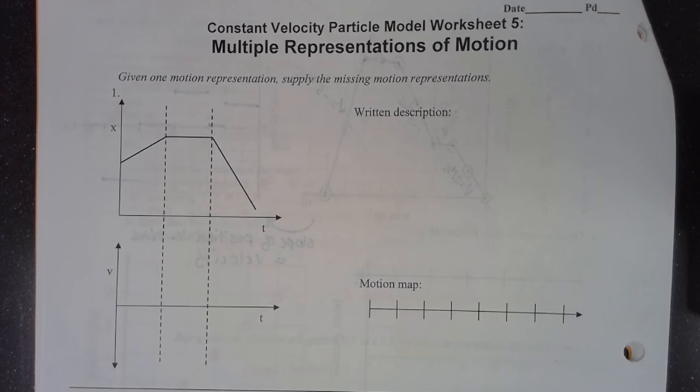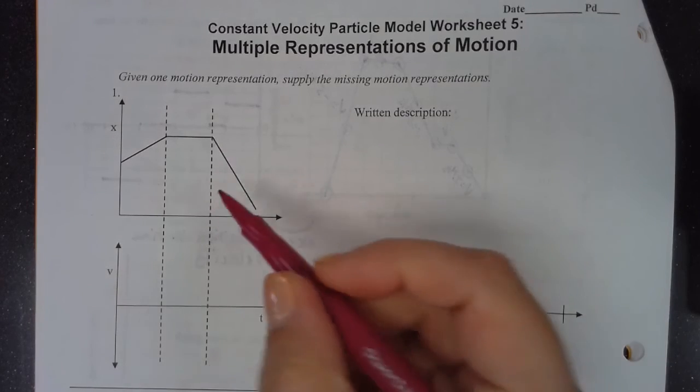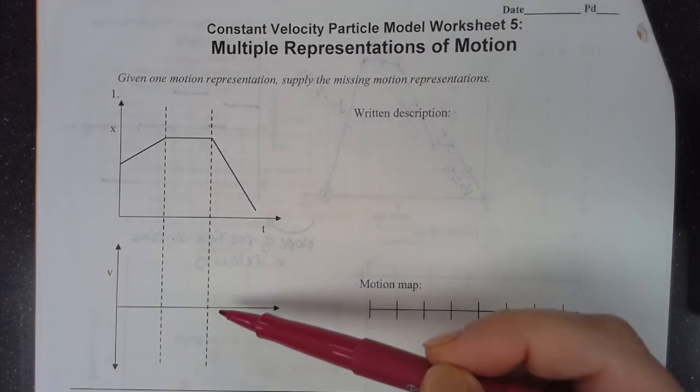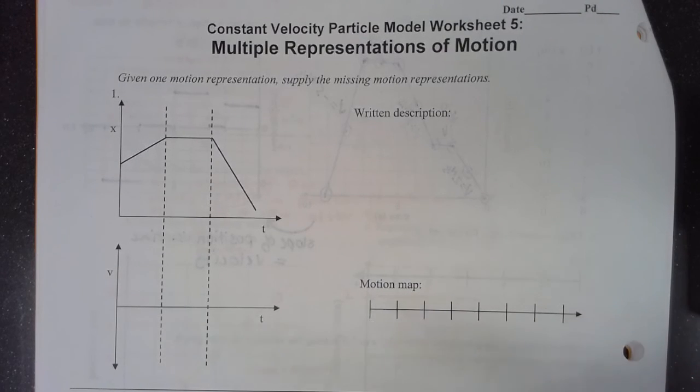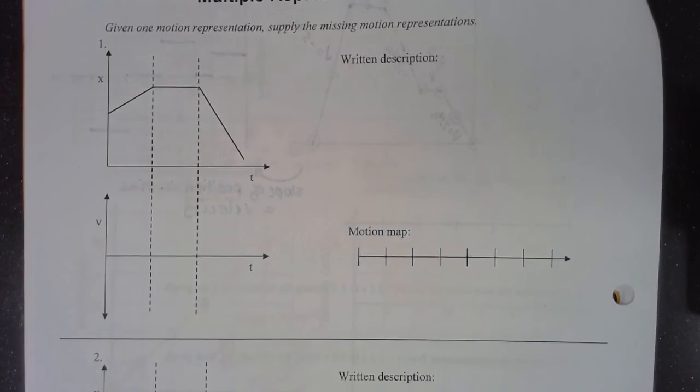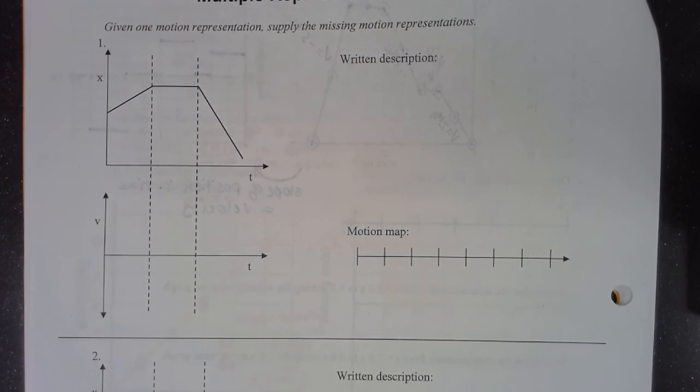We've already talked a little bit about how once we've collected data, there are different ways that we can represent it, and we can create different types of models. Each of these is a different model that describes motion. We've got a position versus time graph, a velocity versus time graph, a written description, and a motion map. The way this worksheet works, we're given one, and then we have to figure out the other three based on the one, because they all come from the same data.